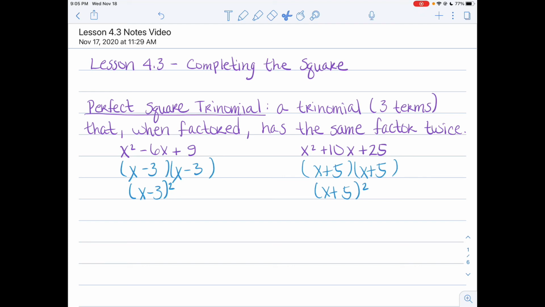Notice that when you square this, negative 3, you get 9. Same thing happens on this other one. 5 is half of 10, and 5 squared is 25. So I want you to kind of keep that in the back of your head as we continue here. We're going to use that later.